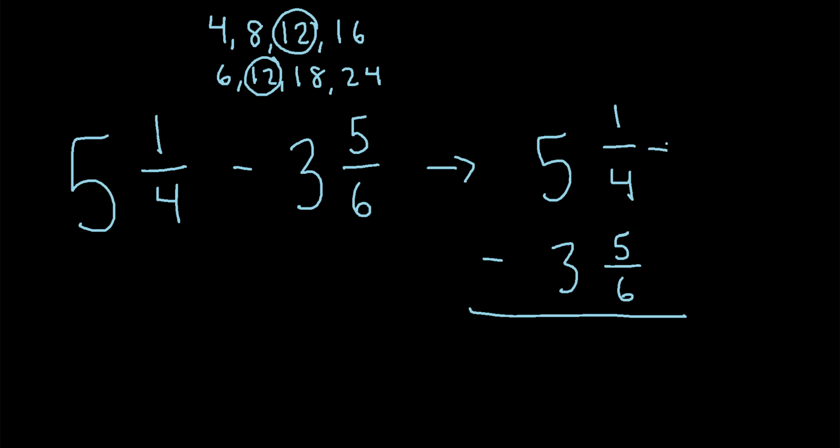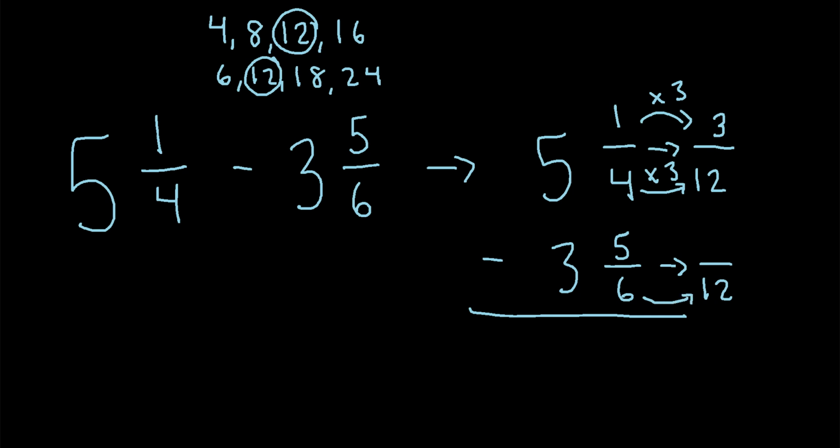So let's go ahead and rewrite these fractions using fractions that have denominators of 12. So for this first fraction, what do we have to do to go from 4 to 12? We have to multiply by 3. So we have to do the same thing in the numerator. We have to do 1 times 3. So 1 times 3 is 3. So this new fraction becomes 3/12. Now for this one, to go from 6 to 12, what do we have to do? We have to multiply by 2. So we do the same thing in the numerator. 5 times 2 is 10. So 5/6 becomes 10/12. So now we say, what is 3/12 minus 10/12?